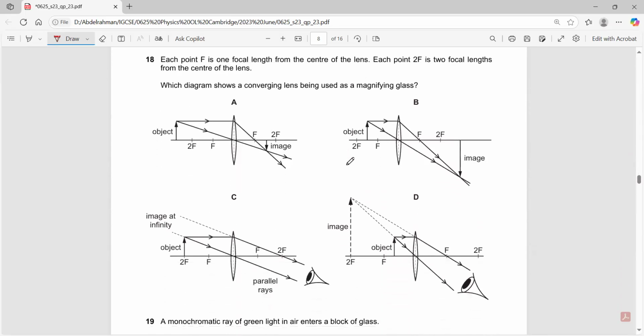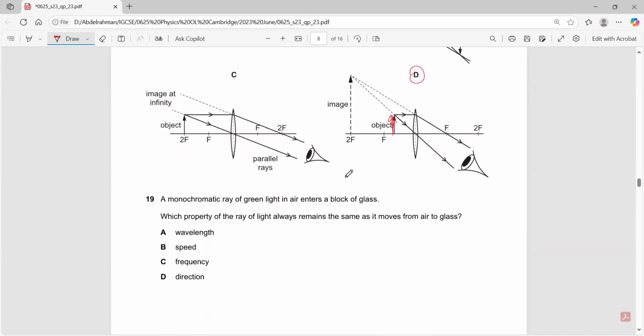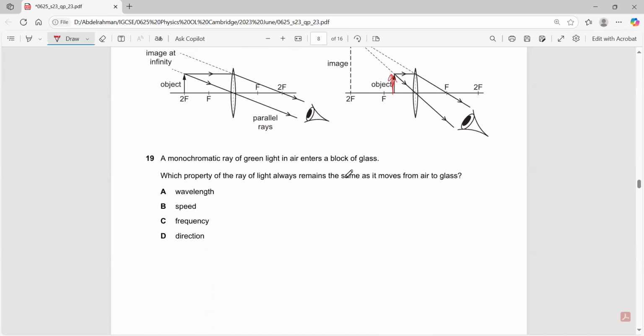Which diagram shows a converging lens being used as a magnifying glass? For a magnifying glass, you'd need the object to be at a distance much less than the focal length, which is D. The object is at a distance less than the focal length, and the image is virtual and enlarged.